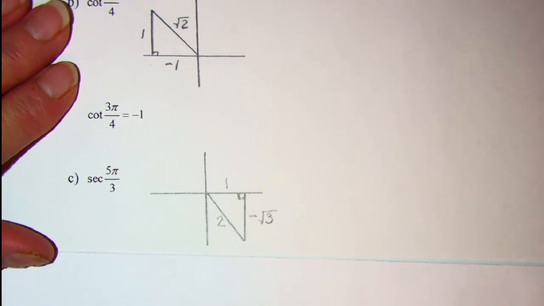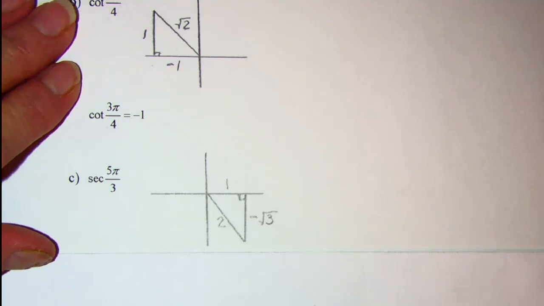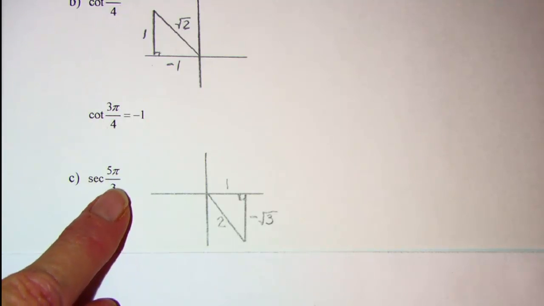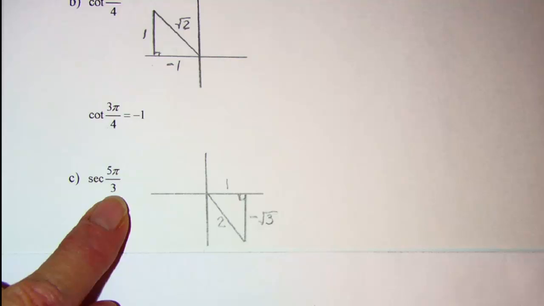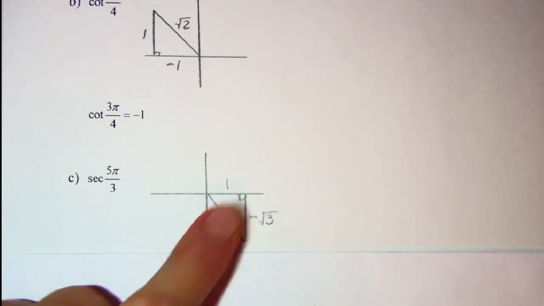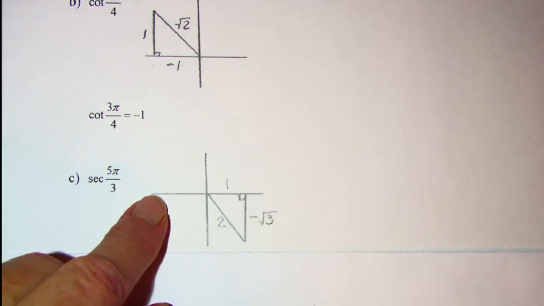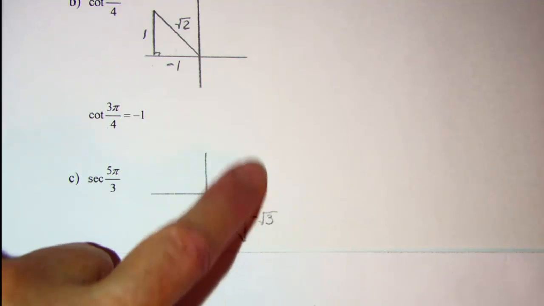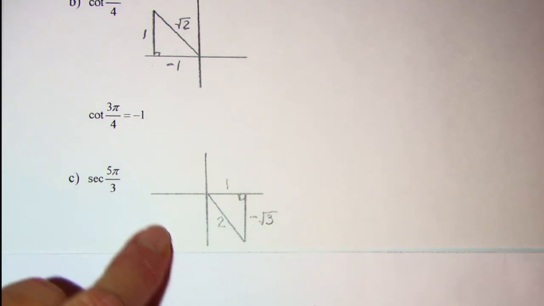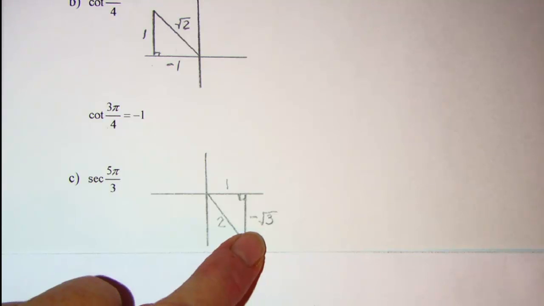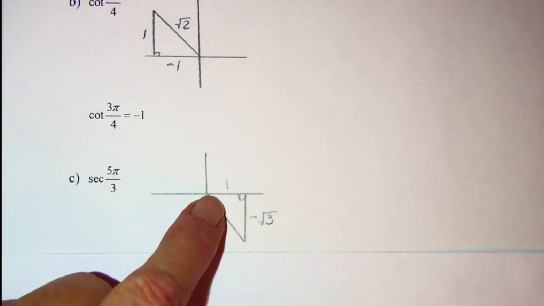We're asked to evaluate secant of 5 pi over 3. You can convert using the multiply by 180 over pi, or you can think in terms of pi over 3 being the same as 60 degrees. And so 1 pi over 3, 2 pi over 3, 3 pi over 3. 3 pi over 3 is the top semicircle. And then 4 pi over 3 would be in this quadrant. 5 pi over 3 then would be in the fourth quadrant. And I have a reference angle of 60 degrees, pi over 3.